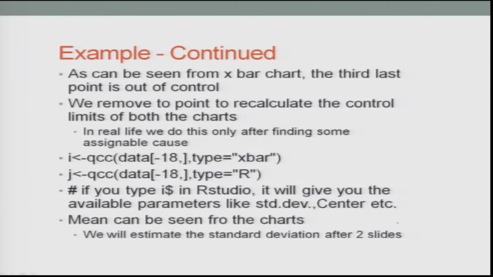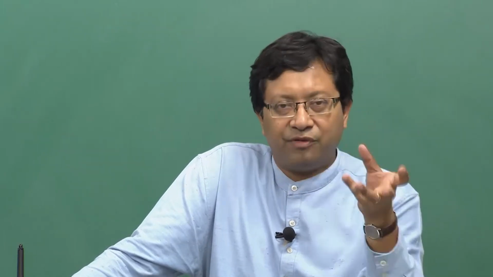So, continuing with the example, as can be seen from the X bar charts, the last point is out of control, which is the red one. We remove the point to recalculate the control limits in both the cases, and in real life we can do this only after finding some assignable causes. Arbitrarily you cannot remove it. Obviously, there is some reason why it has happened, and we want to understand that.